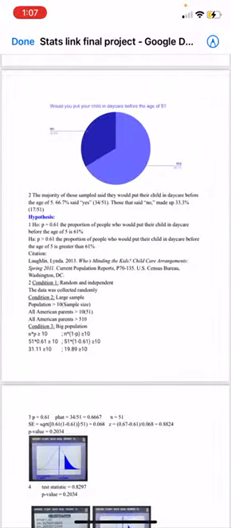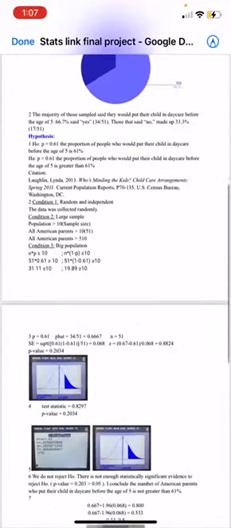Condition 3, big population. n times p is greater than 10. 51 times 0.61 is in fact greater because that equals 31.11. n times 1 minus p is also greater than 10. 51 times 1 minus 0.61, which gave us 19.89, is greater than 10.